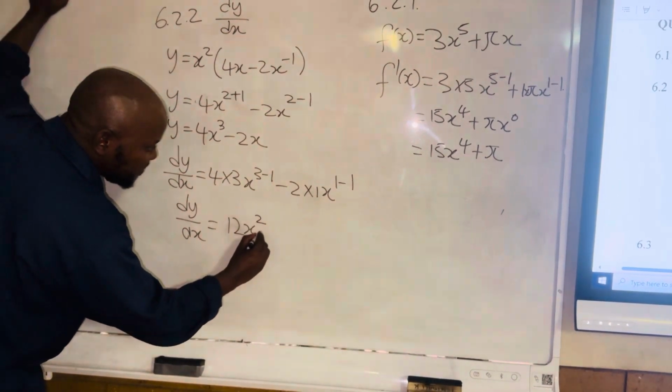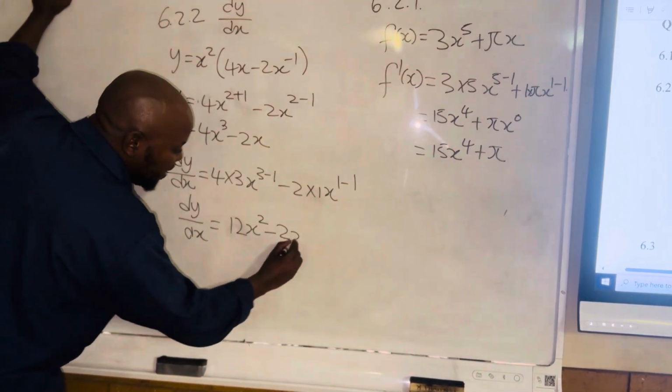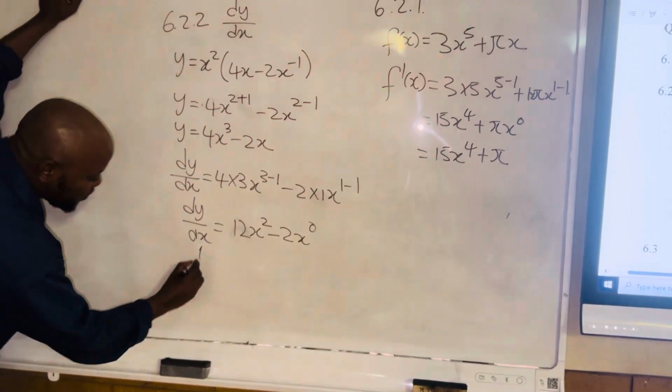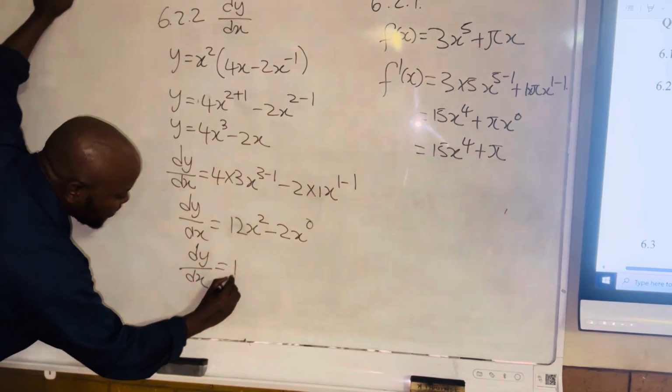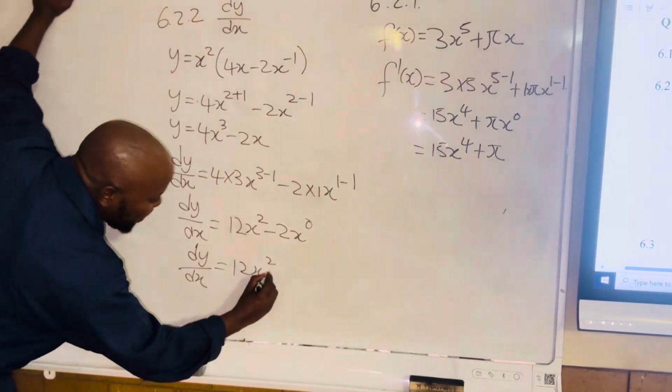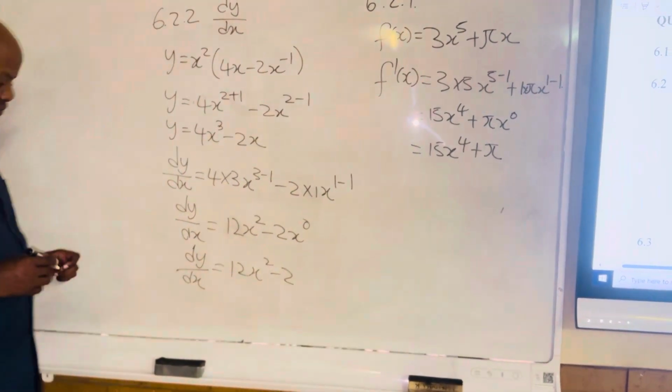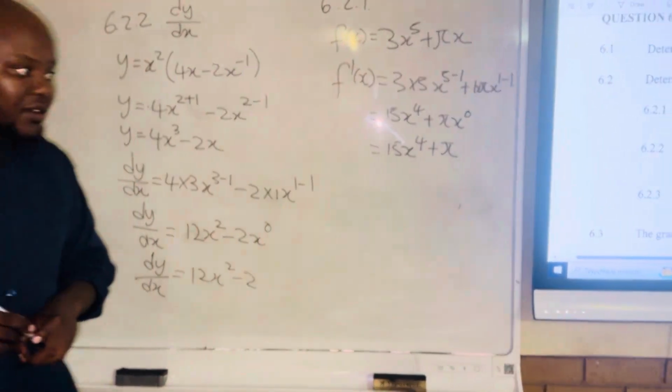12x squared minus 2x raised to the power 0, which is going to have dy/dx equal to how much? 12x squared minus 2. So that will be our 6.2.3 now.